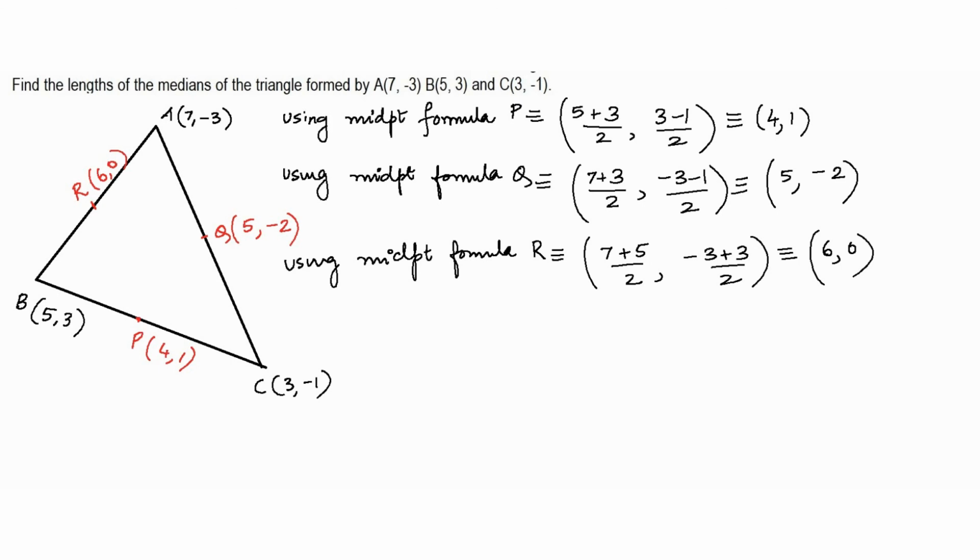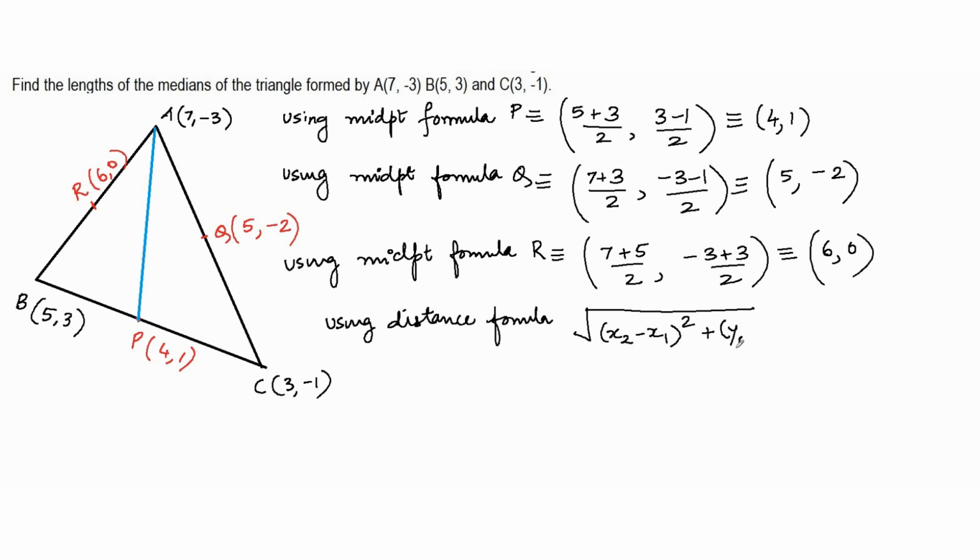Now, if I want to find the distance AP, I can use distance formula. So the distance AP therefore is going to be using distance formula. If you remember the distance formula, it was under root of x2 minus x1 the whole square plus y2 minus y1 the whole square. Of course, taking y1 minus y2 also doesn't matter. So using distance formula, the length AP will be under root of 7 minus 4 the whole square plus negative 3 minus 1 the whole square.